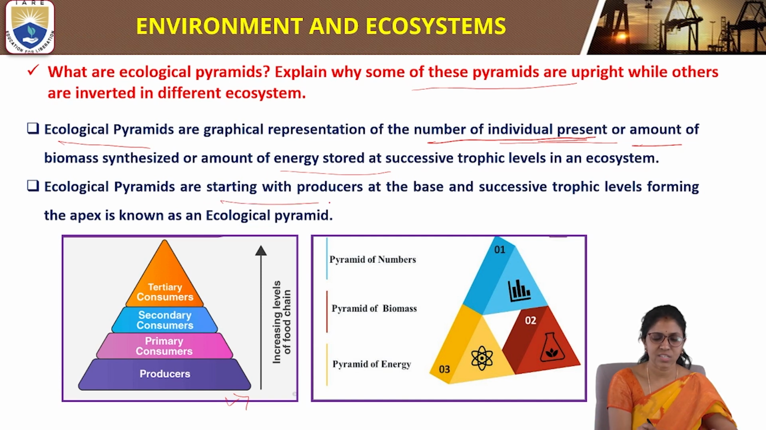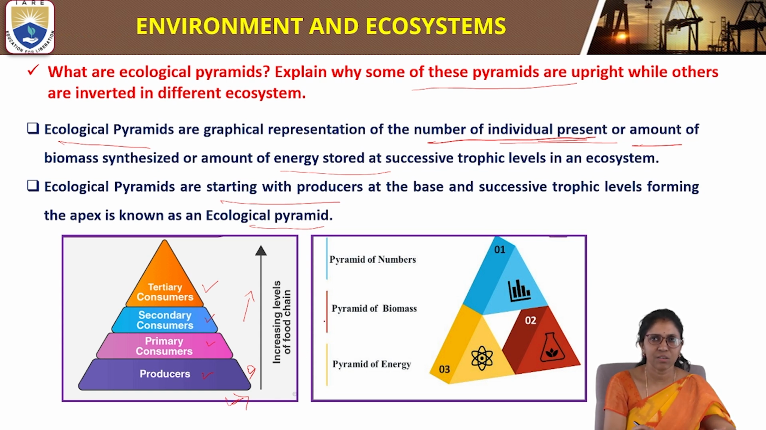These ecological pyramids start with producers at the base, and the successive trophic levels form up to the apex. So the pyramid consists of producers up to tertiary consumers. If we see this diagram, we have producers, primary consumers, secondary consumers, and tertiary consumers, indicating increasing levels in the food chain.